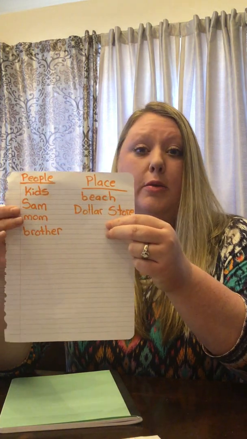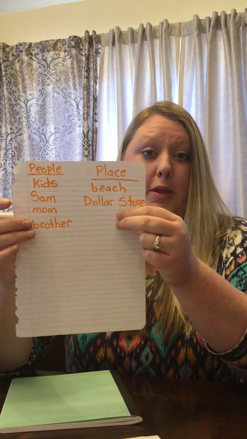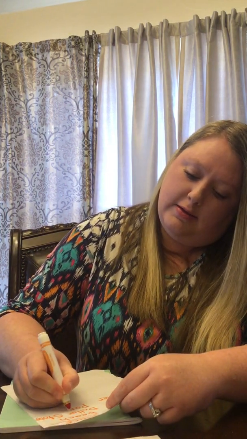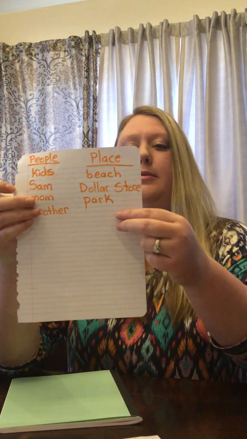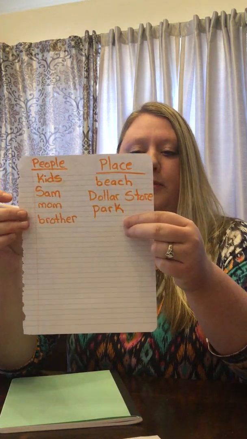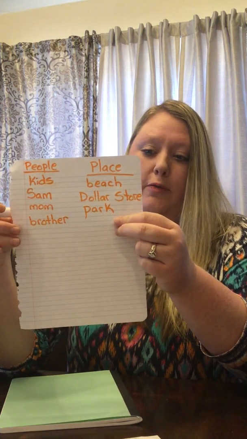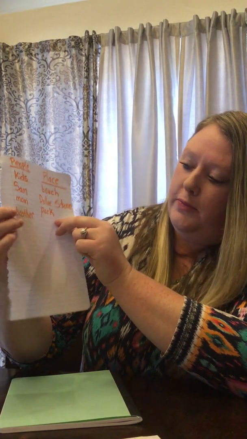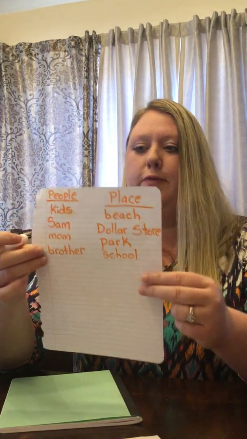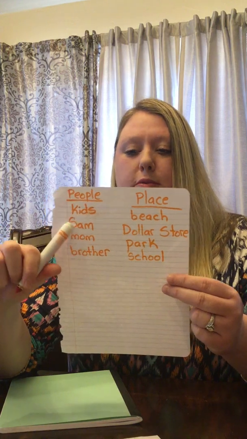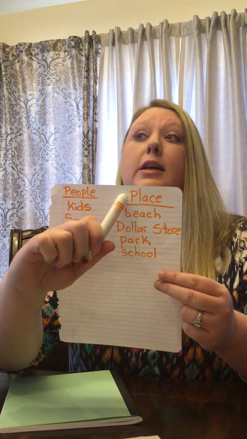Ooh, let's see. Another place you might go to play would be the park. So park would be a noun. And I'll do one more. Let's see, what about school? We can't be in school right now, but hopefully next year I'll get to see you all. So I'm going to put school as a place. Okay, so far I have nouns that name people. I have nouns that can name places.